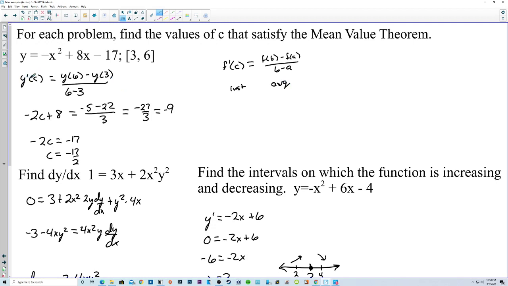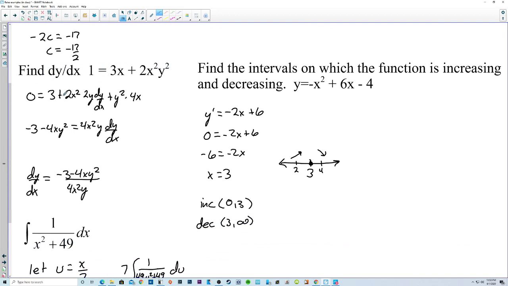So in other words, y prime of c is equal to y of 6 minus y of 3 over 6 minus 3. We take the derivative here, which is negative 2c plus 8. And when we plug 6 in, we get negative 5. 3 in, we get negative 22. So that ends up being negative 9. So if we subtract 8, we get negative 17. So at negative 17 halves, the instantaneous velocity will equal the average velocity. And that's your mean value theorem.